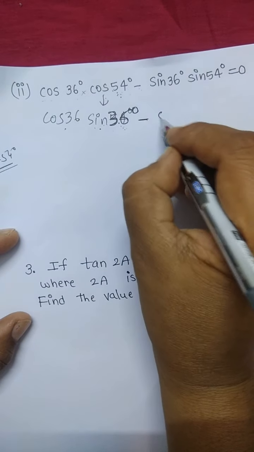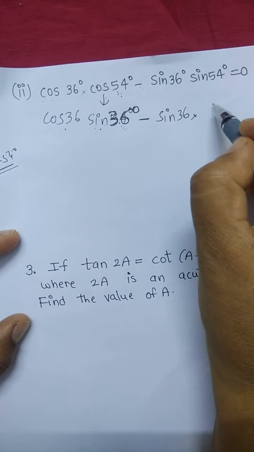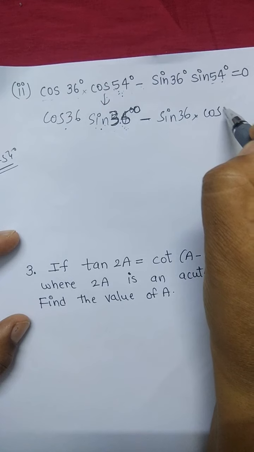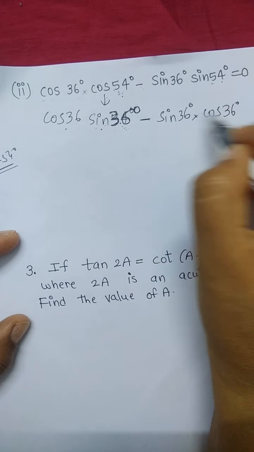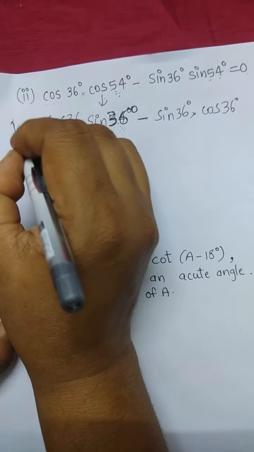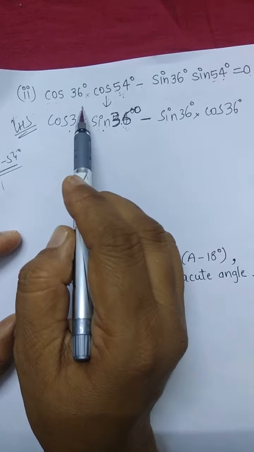Minus. Here also again, the first one I am keeping as it is. The second one, sine's complementary ratio is cos. 54 degree's complementary angle, 36 degree. Understood? We have to show that this is equal to 0. So we are considering the left hand side. So you write down here, consider left hand side.